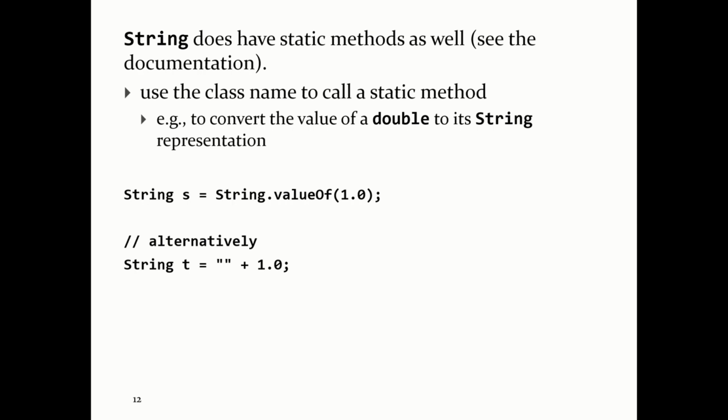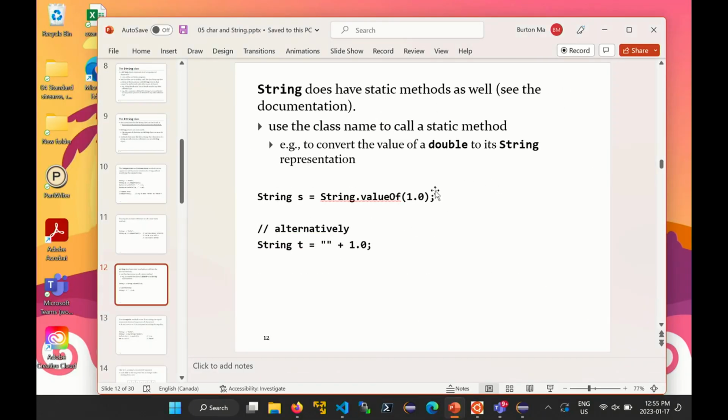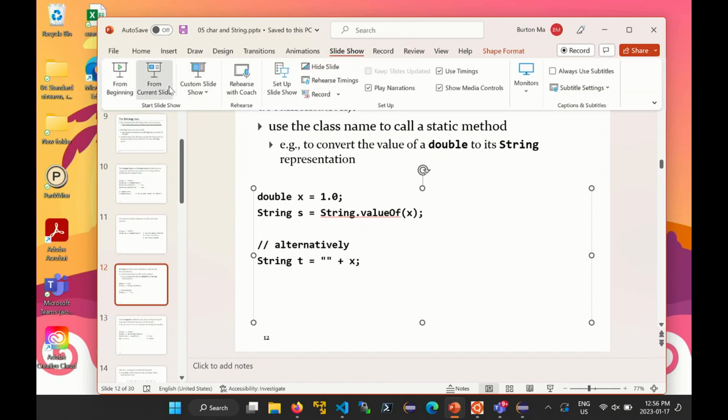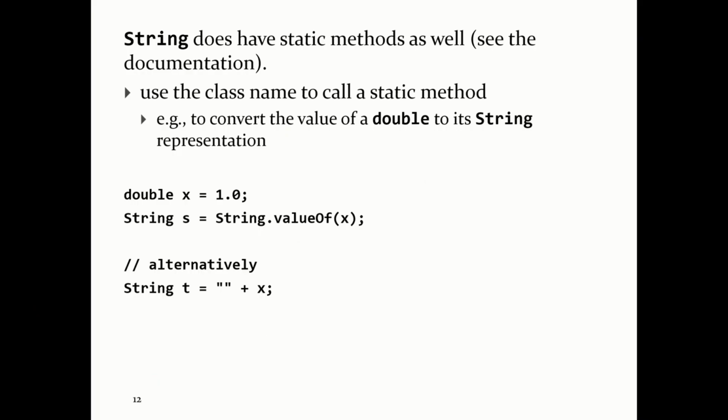So let's be more precise. Let's actually write that out. Right. So double x equals 1.0. And now this becomes x, and this becomes x. And that is arguably a better example. Right? Yes? And doing that's still going to make your string be the number 1.0. Yep, in this case, yes. Of course, if you change the value of x, then it won't be.